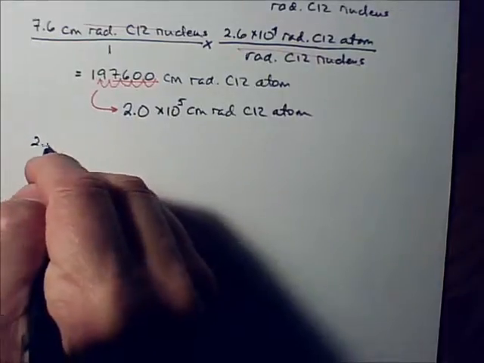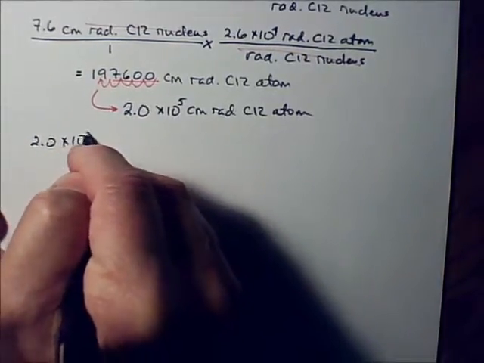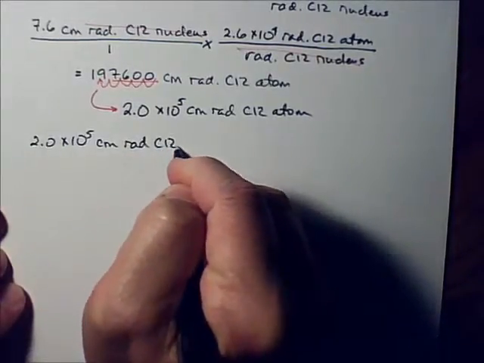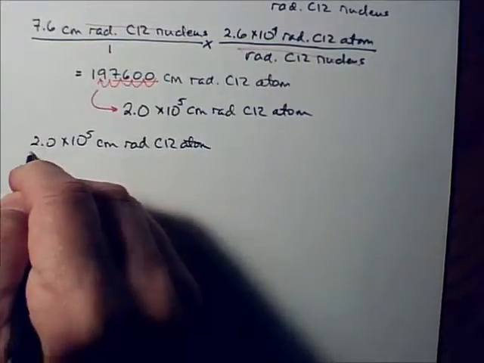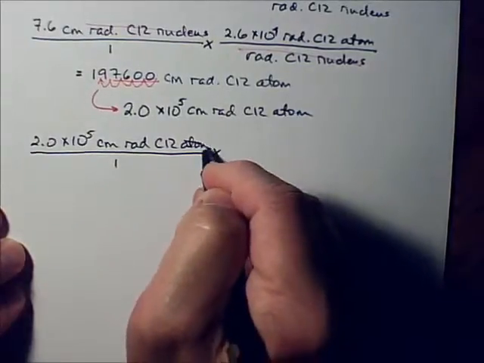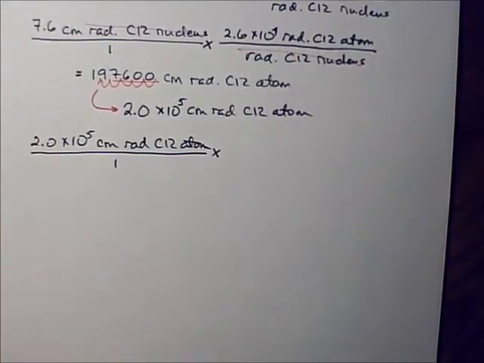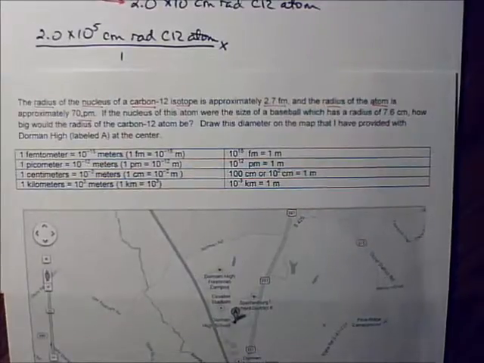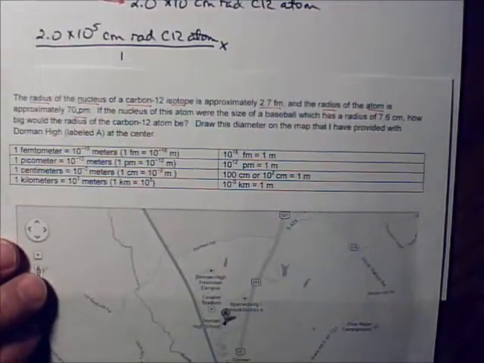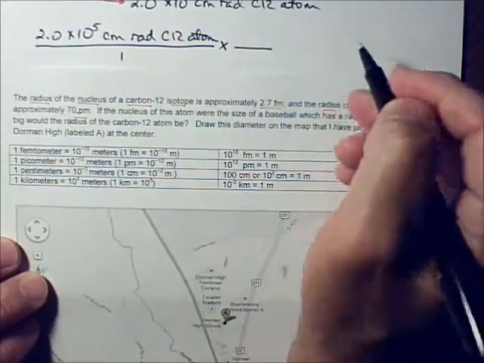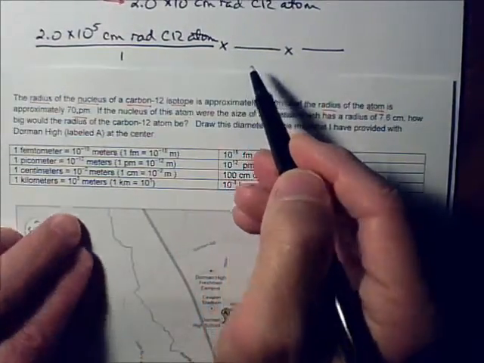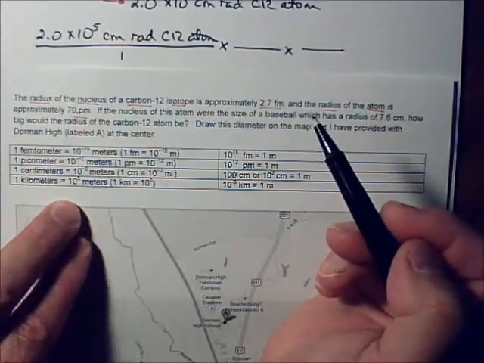So that becomes a new starting amount: 2.0 times 10 to the 5th centimeters radius for a carbon-12 atom. Put that over 1. Now, how do I convert centimeters into kilometers? It's all right here. Centimeters into meters, and then meters into kilometers. So what do I put on the bottom here? Centimeters. How many? 1.